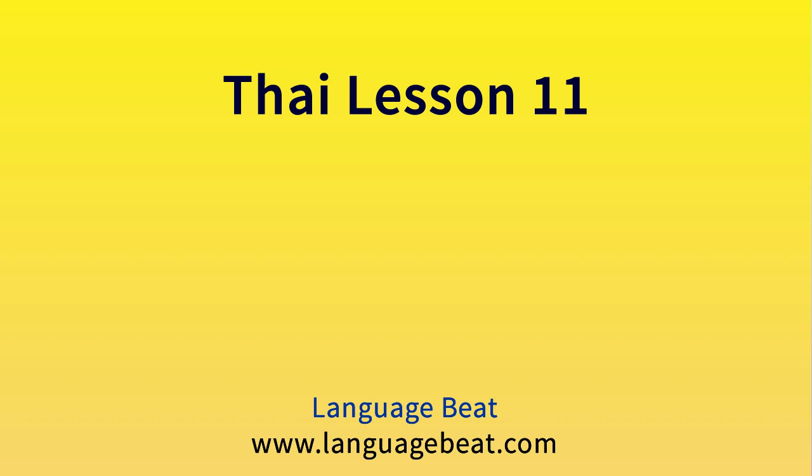Number 5. คุณมีพี่น้องกี่คนคะ How many siblings do you have? Number 6. ผมมีพี่น้อง6คนครับ I have 6 siblings. Number 7. แม่ของคุณอายุเท่าไหร่ครับ How old is your mother? Number 8. แม่ของดิฉันอายุ58ปีค่ะ My mother is 58.